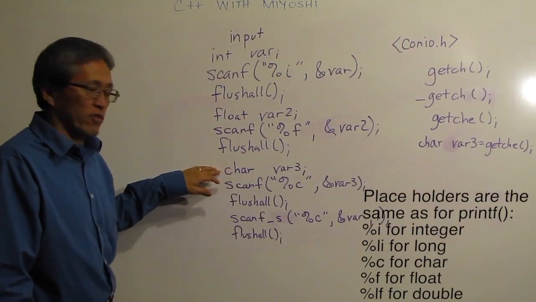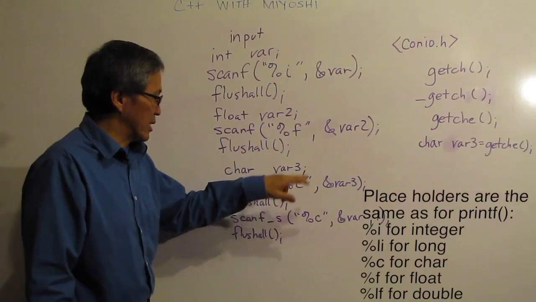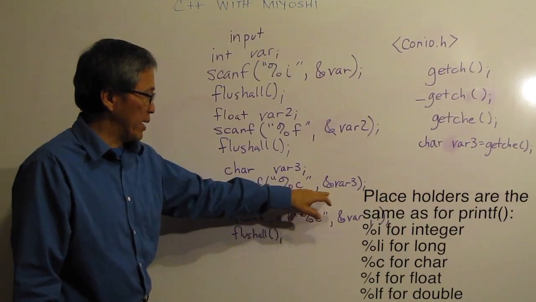Here we have a character variable, var3, and I do a scanf %c. Again, that's a character variable, and then I have comma, ampersand, var3.